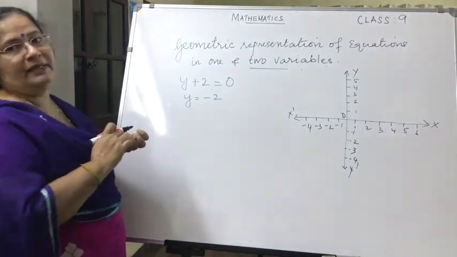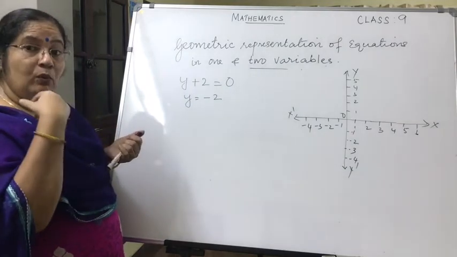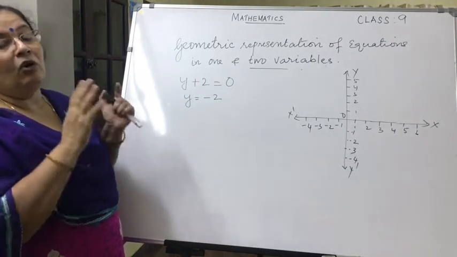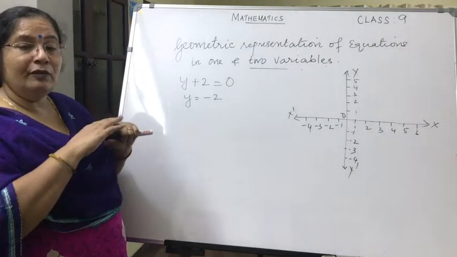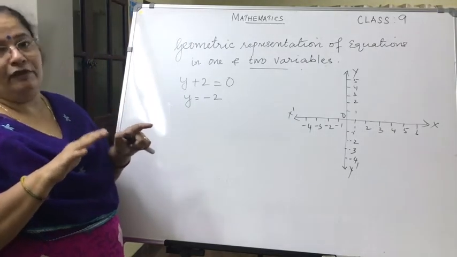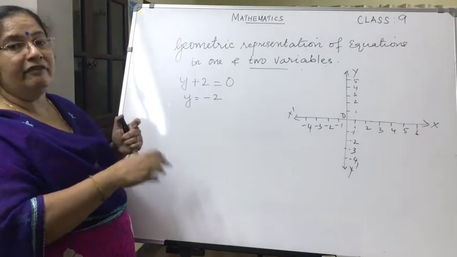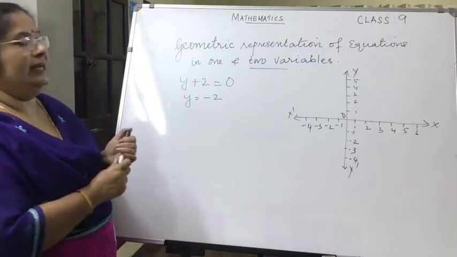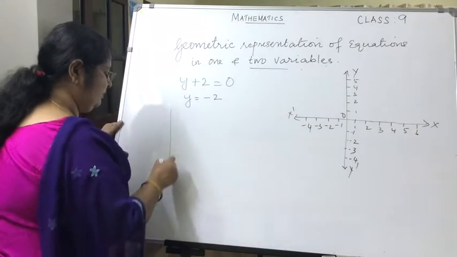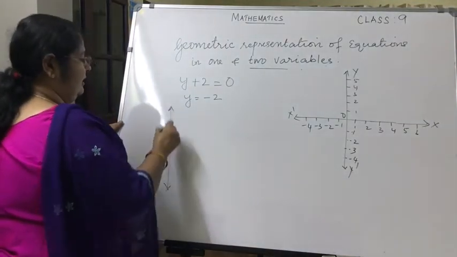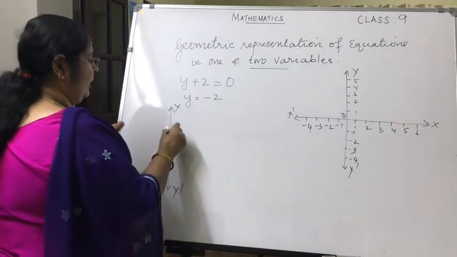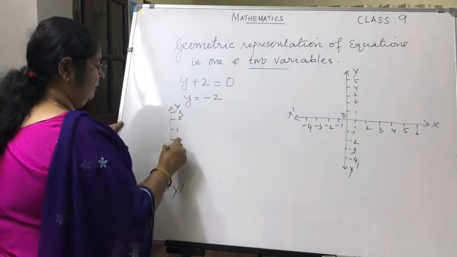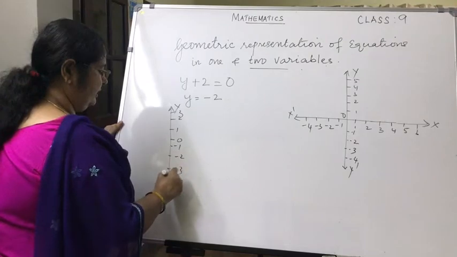Now how to represent it? Because it is given y equal to something, always represent it along the vertical line. Had it been x, you will take the horizontal. That is by convention. So if y is given, always take the vertical line. So y equals minus 2 means we are drawing the vertical line. Say this is 0, y dash, 1, 2, 3 etc. Minus 1, minus 2, minus 3, minus 4.